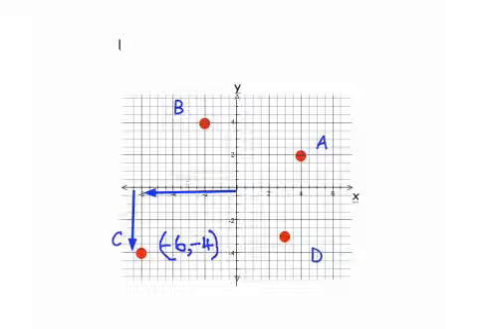Finally, let's look at point D. To find the x-coordinate, we move from the origin 3 units to the right, which means this is a positive x value, i.e. 3. Notice that this point is midway between 2 and 4 on the x-axis. To find the y-coordinate, we move below the origin 3 units, which means it's a negative y value, i.e. negative 3. Again, we have taken the point midway between 2 and 4. Hence, the coordinates of D are (3, -3).